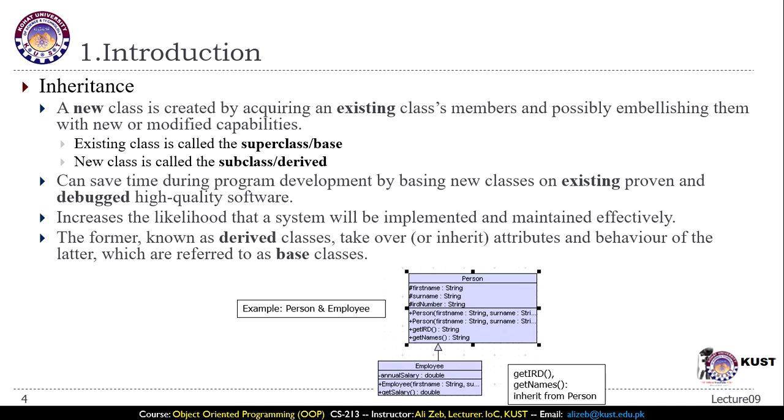These are the methods that are inherited from the person class by the employee class, along with the details of the employee class. So the employee class now has an additional method, get salary, along with the get ID and get names of the superclass. So the employee class has access to the superclass's methods, and it has the additional method of get salary.